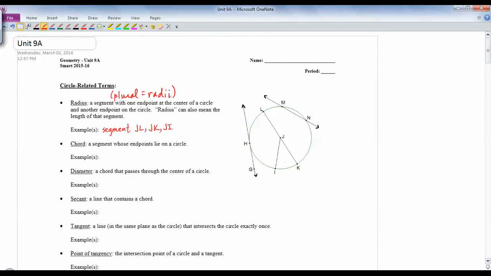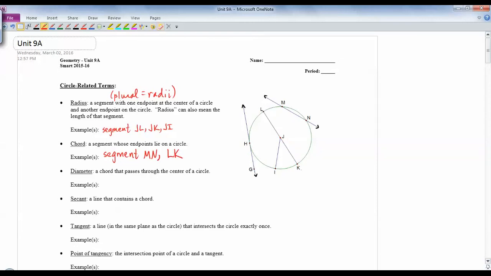Okay, so a chord is a segment with both endpoints on the circle. So, like JI is not a chord because only I is on the circle. J is in the circle. So we do have segment MN right here, right? So segment MN is a chord. And then there's another chord right here, LK. Both endpoints are on the circle. So LK is also a chord.